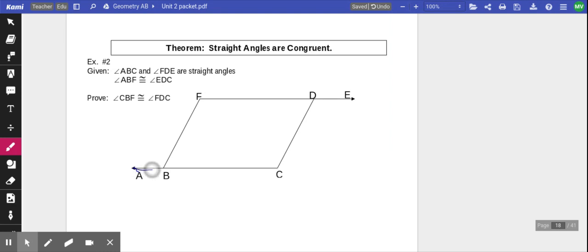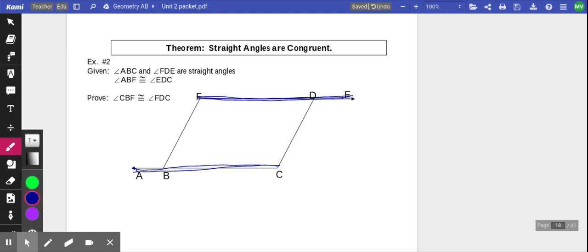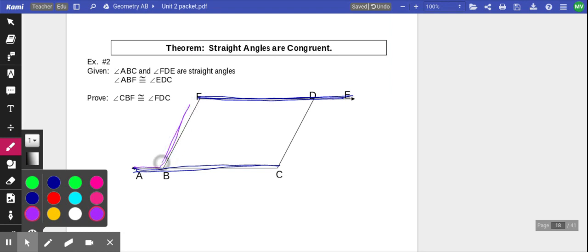So I know ABC and FDE are straight angles, which means the first thing I'm going to say is that those are congruent. And then to switch colors, I'm going to say that ABF is congruent to EDC. And I want to prove that CBF is congruent to FDC. So this is very similar to the last proof we just did.